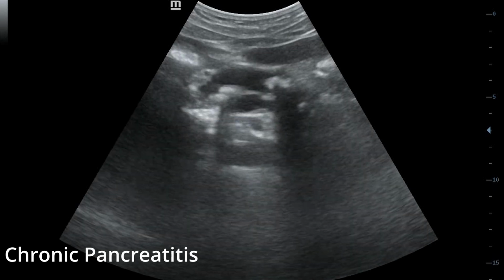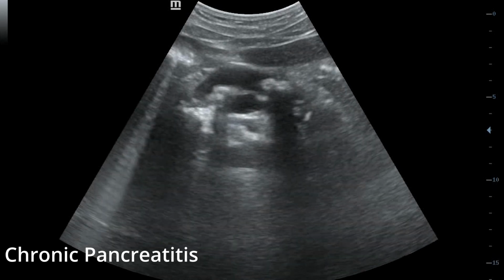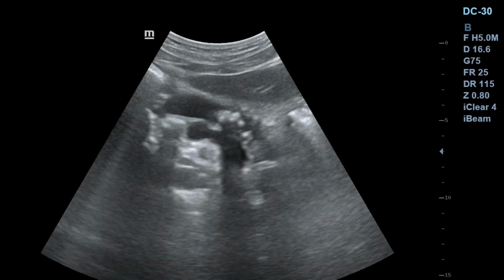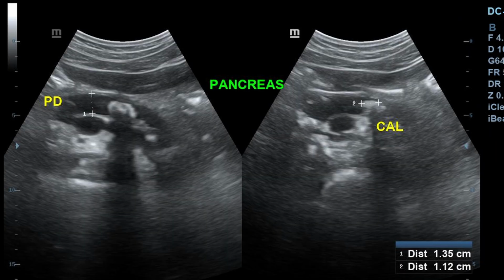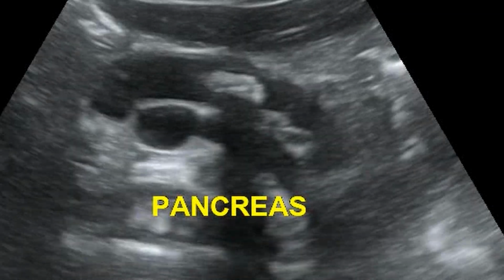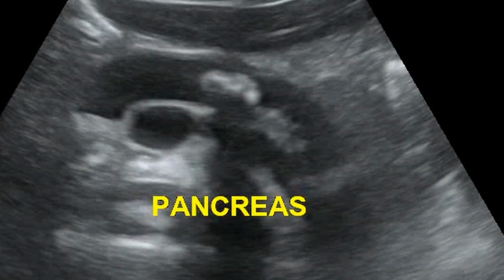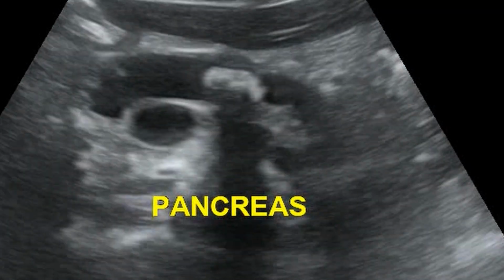Chronic pancreatitis causes changes in the size and echo pattern of the pancreas. Here, the pancreas is small in size with rarely visible pancreatic parenchyma. We can see calcifications and pancreatic duct dilation.